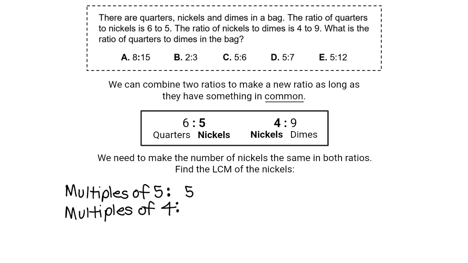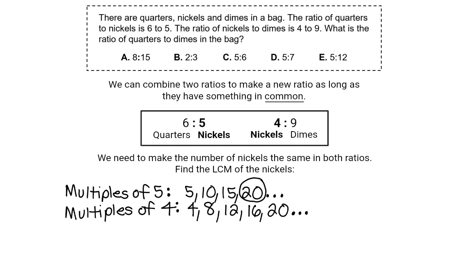So the multiples of 5 are 5, 10, 15, 20, 25, and so on. I'm not going to keep going with this pattern, otherwise it'll go on forever. Multiples of 4 are 4, 8, 12, 16, 20, 24, and so on. The main thing is it looks like when you count by 5s and you count by 4s, they meet up at 20. So therefore, the LCM is 20. So we can make both ratios so that they both have 20 nickels. And that's exactly what we're going to do.